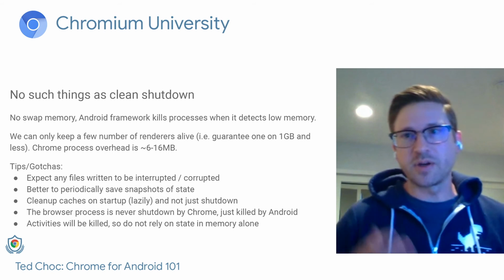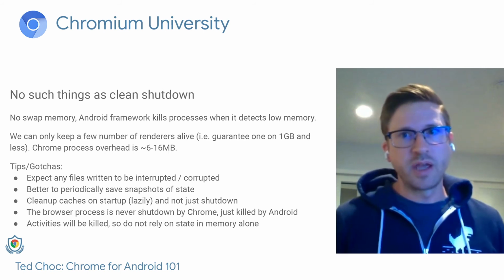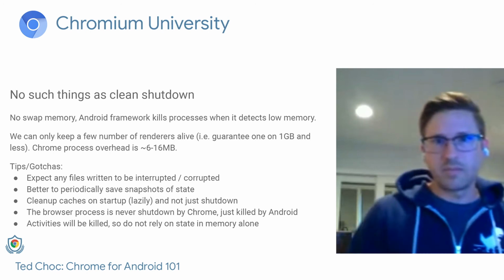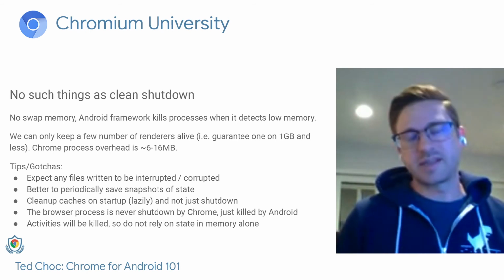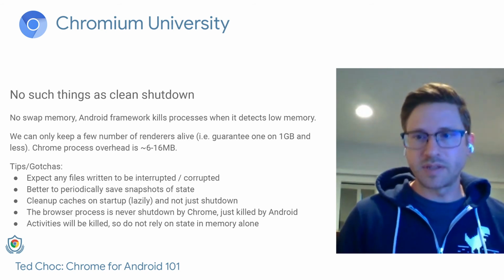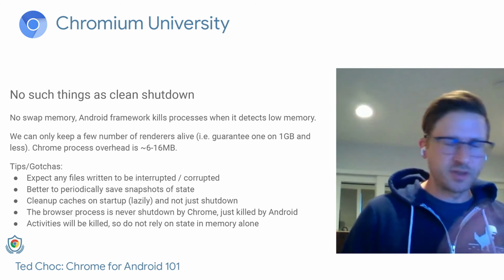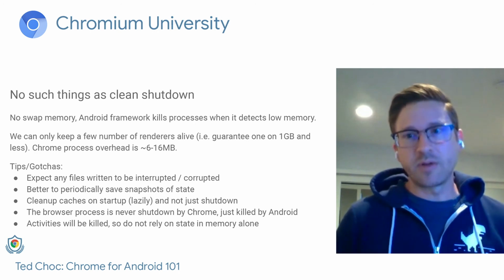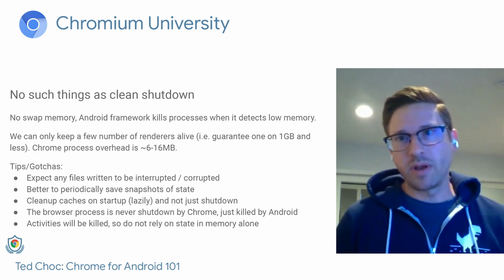So when you're designing a feature, understand that if you needed a bunch of renderers, that could be a problem. Currently, every renderer has a 16 megabyte process overhead, depending on OS version. We're certainly looking at that, but it's something to also consider. So some gotchas: really expect every file you write to be corrupted. Handle it gracefully, understand it's going to happen, and it will happen.